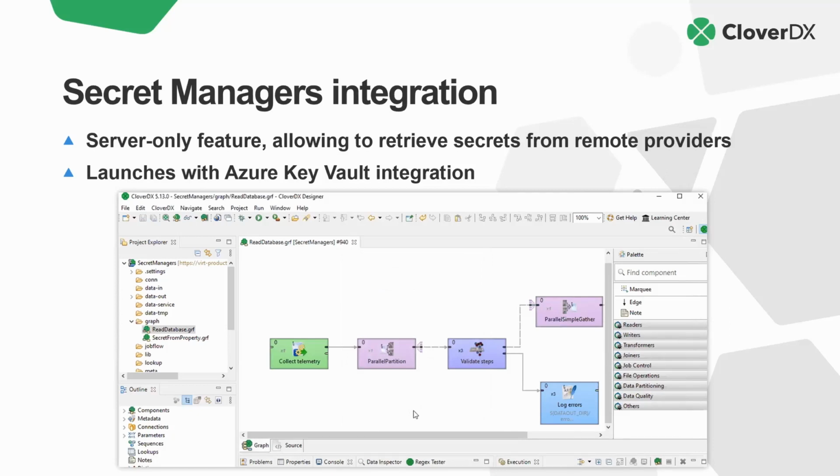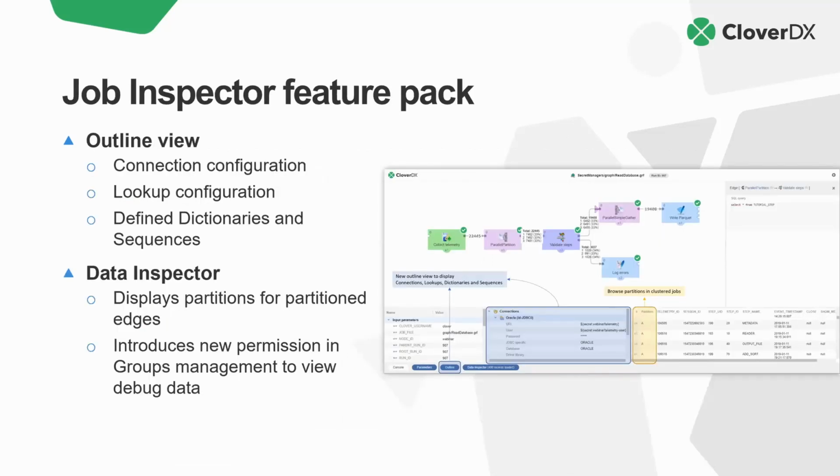So that's secret managers. Also, I was talking about the Job Inspector feature pack. We introduced basically the rest of the functionality which you can get in Designer, in terms of what you can see and what you can configure. In Job Inspector right now, you have an outline view where you can see your connection configuration, lookup management, or lookup parameters. You can see which dictionaries are defined and which sequences are defined. That's now available in a separate view.